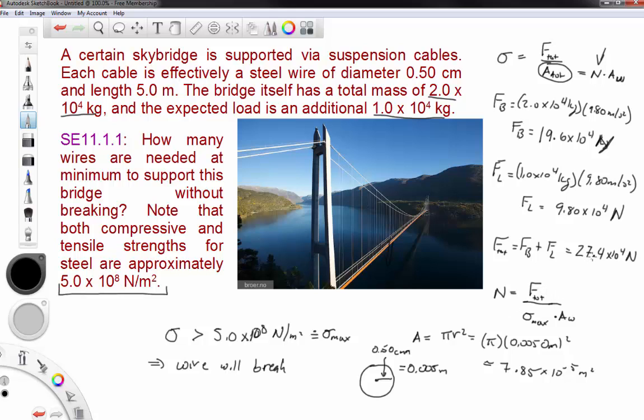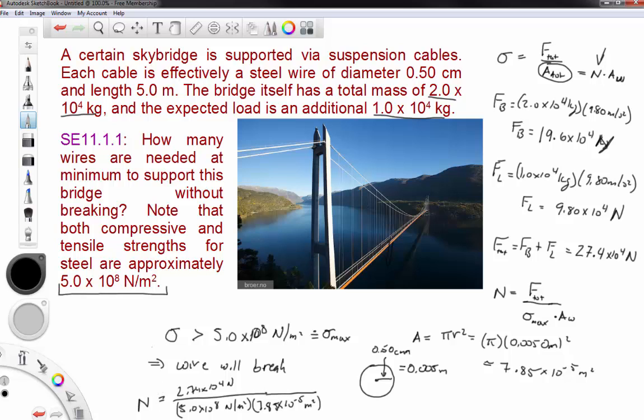All right, so now we can plug in our numbers. This for the force, this for the stress, this for the area. And so basically we're going to end up with N is equal to 2.74 times 10 to the 4 newtons divided by sigma max, which is 5 times 10 to the 8 newtons per meter squared, times the area of each wire, which is 7.85 times 10 to the minus 5 meters squared.